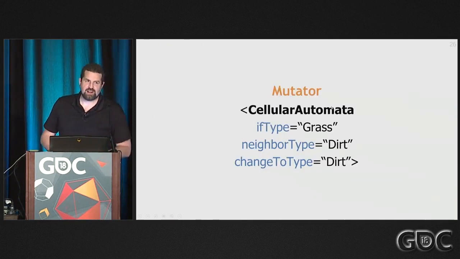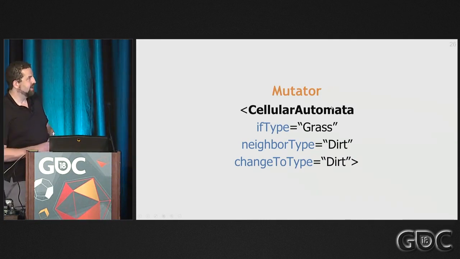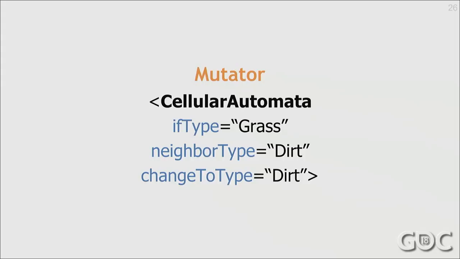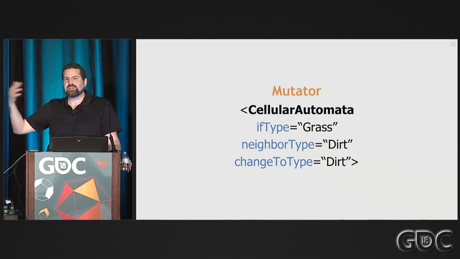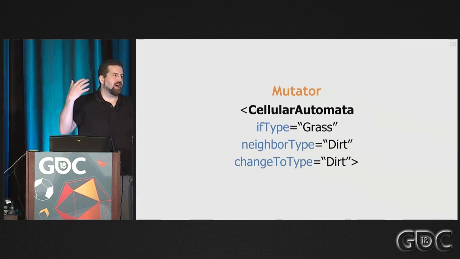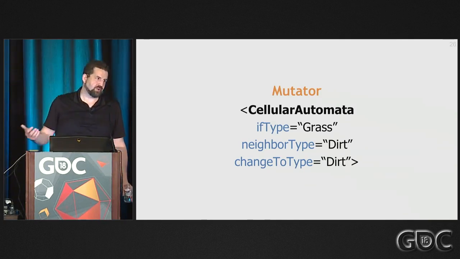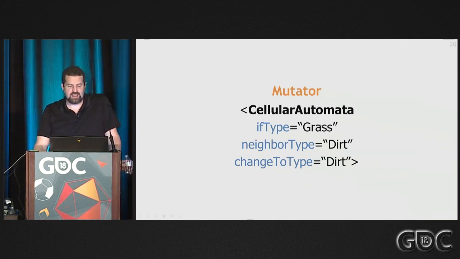All right, so let's add our second mutator, cellular automata. Who is familiar with cellular automata? Okay, about half. Cellular automata is the idea that, and there are different ways to frame it, you can do things to your neighbor, but I like to think of it as: I will change if my neighbors are a certain type. So in this case, I'm saying if I am grass and my neighbor is dirt, then I'm going to change to dirt.